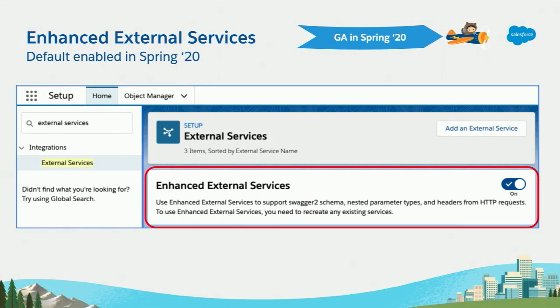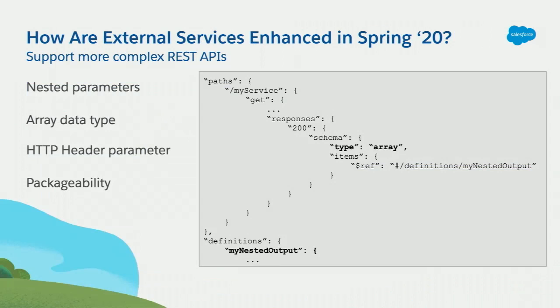And now with Spring 20, we have what's called enhanced external services, which is now generally available. The next time you log in under Setup and External Services, you'll see that enhanced external services has been default enabled for your org. So the next question you might have is, what are these enhancements in Spring 20?